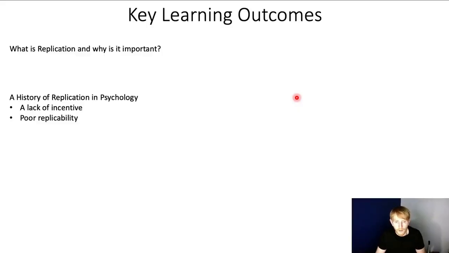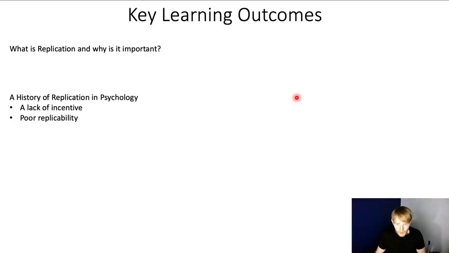The key discussion points in terms of the history of replication in psychology are that there's traditionally been a lack of incentive, so people haven't been motivated to conduct replications. And when we have finally got around to conducting those replications, which started happening around 2010, that's when we started to see these large collaborations taking part to try and assess how replicable psychological findings are. We see that it's not very good.